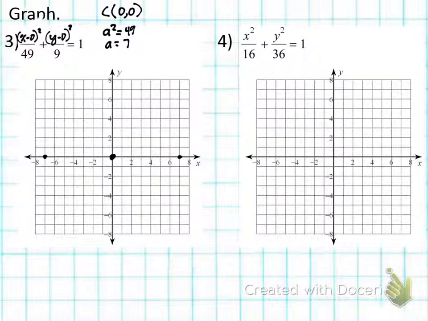Next, we want to look at b squared. B squared's under the y term. What's b squared equal to, everyone? 9, good. So if b squared's 9, what is b equal to? 3. Okay, b represents how far up and down from the center you're going to go plot a point. So let's count 3 from the center, plot a point, 3 from the center, plot a point, up and down. Okay?